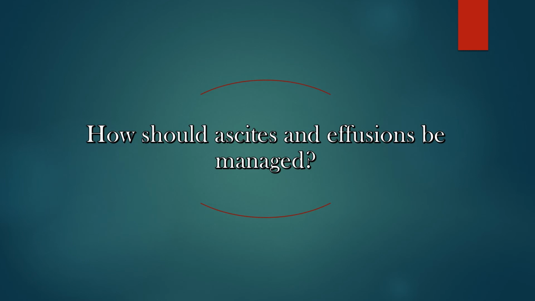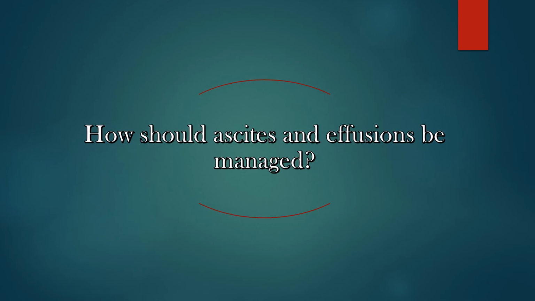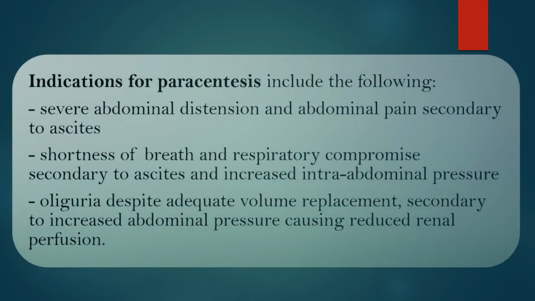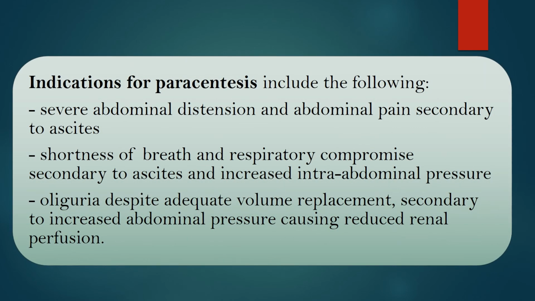How should ascites and effusions be managed? Indications for paracentesis include the following: severe abdominal distension and abdominal pain secondary to ascites, shortness of breath and respiratory compromise secondary to ascites and increased intra-abdominal pressure, and oliguria despite adequate volume replacement secondary to increased abdominal pressure causing reduced renal perfusion.